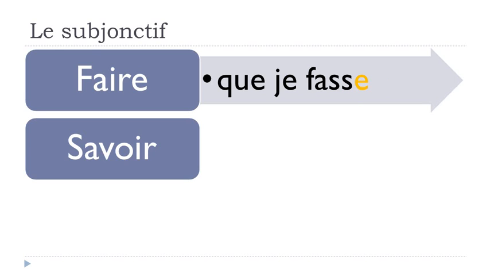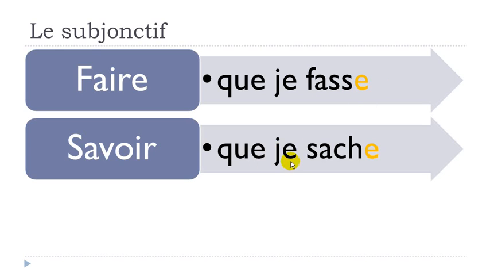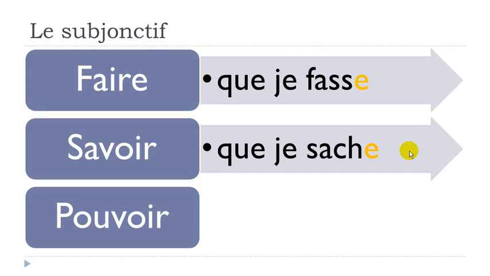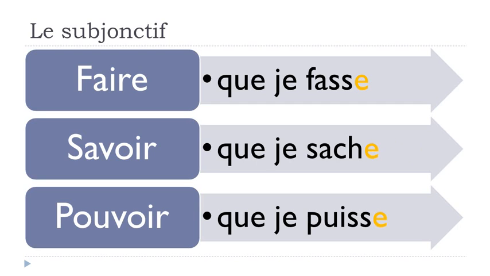Alright? Savoir will give you que je sache. Okay? Same thing here. You will take the ending away, and after that you will put the endings that we saw, es, ions, iez, ent, according to the person, of course. And then pouvoir, can, will give you que je puisse. Exactly the same thing here. You take the ending away, and then you put the endings according to the person.